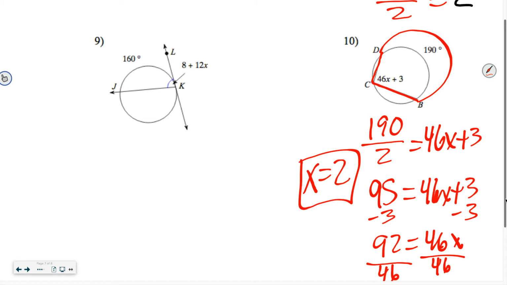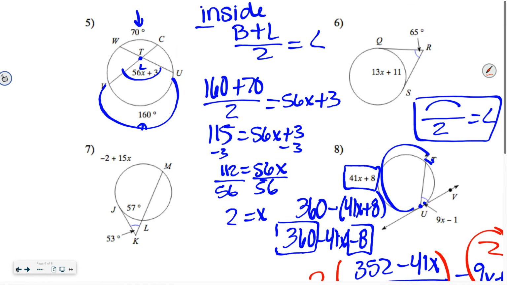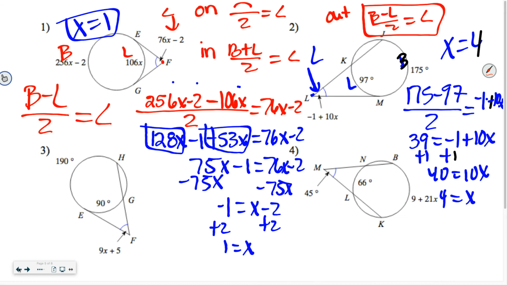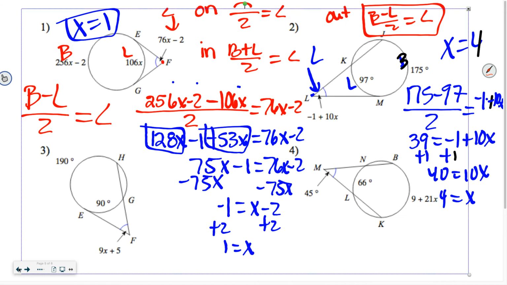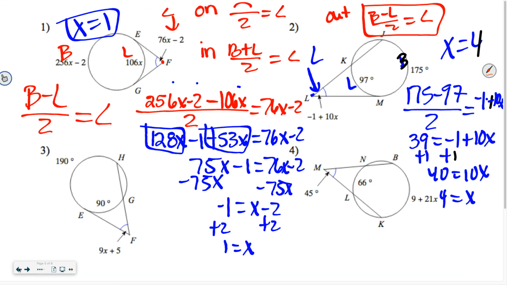Now these can be a little bit confusing. You have to remember the 3 formulas. I'm going to flip back so you can see the 3 formulas. You have to remember, if it is on the circle, it's the arc divided by 2 equals the angle. If it's outside the circle, big arc minus little arc divided by 2 equals the angle. And if it's in the circle, big arc plus little arc divided by 2 equals the angle. You're going to have to remember those for this problem.